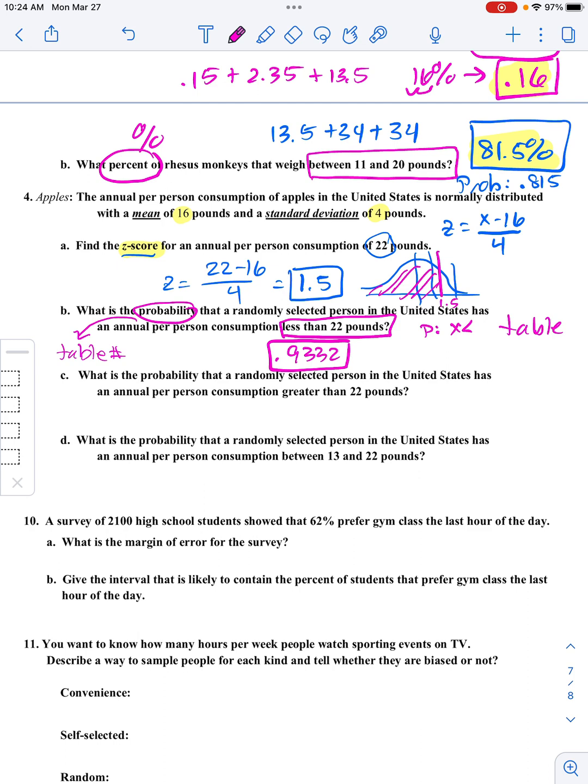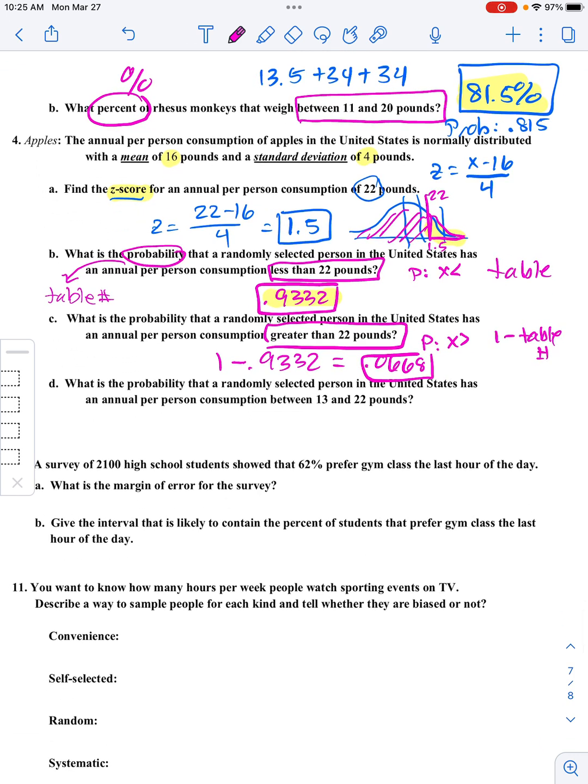What is the probability that a randomly selected person has an annual consumption greater than? It's still 22, so I'm still using the same z-score. We're still at the same spot. But greater than, if I look at my pink chart, if it's greater than, it says to do 1 minus the table number. So the table number is the same as it was in the previous problem. It's just that now I'm looking to the part to the right, so I do 1 minus that same value, and I end up with a very small sliver of a probability, but that makes sense because you're over here, which is a really small slice of that.